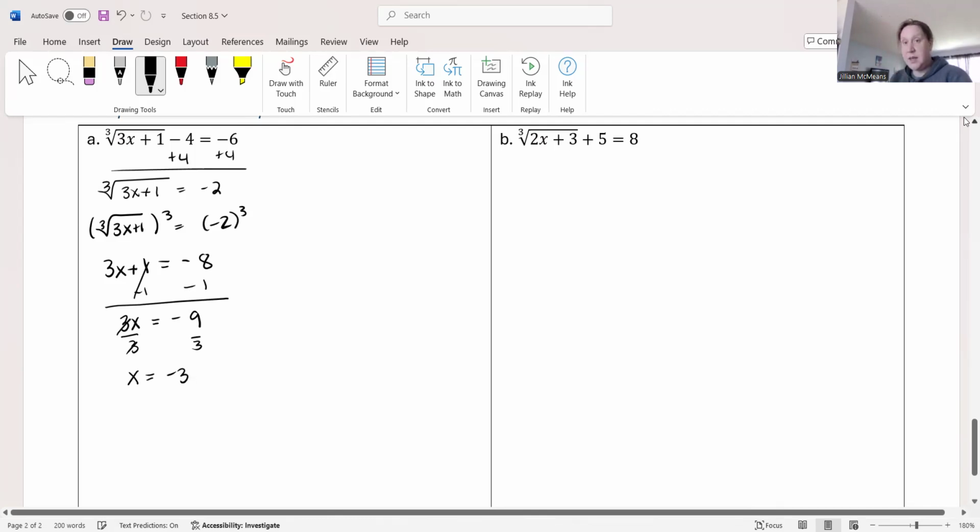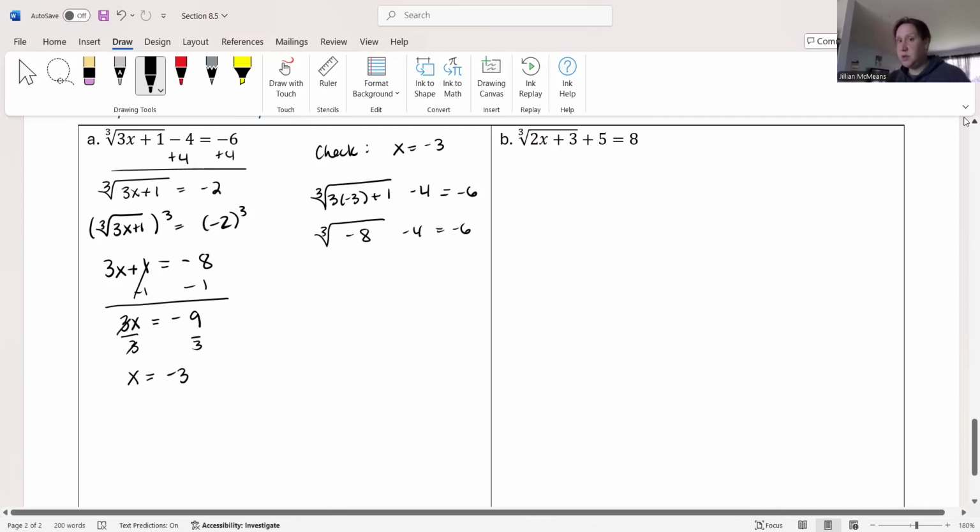Again, when you're dealing with a cube root, things can be positive, they can be negative. You don't have to worry about that negative thing happening here. But we still can check our solution just to stay in practice. So we want to check x equals negative 3. So I've got the cube root of 3 times negative 3 plus 1, and then minus 4 equals negative 6. Well, 3 times negative 3 is negative 9. Negative 9 plus 1 is negative 8.